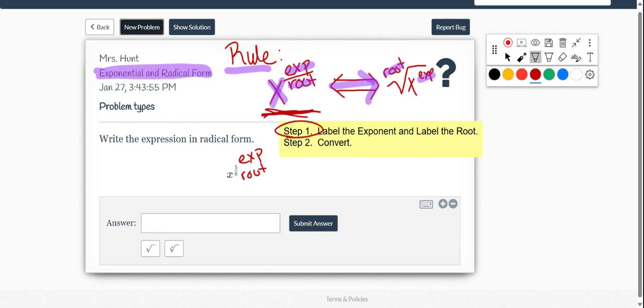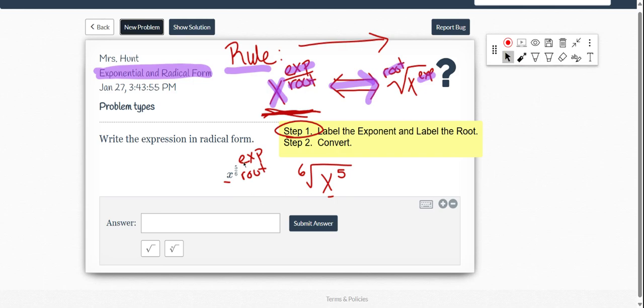Okay, we need to go from the left side to the right side. So let's do that. I need to make a radical symbol. I need to put x underneath because that's the base we're using. And then I just have to put the exponent and the root in the correct location. 5 is the exponent according to what I labeled, so 5 goes there, and 6 is the root. These two are equivalent to each other. X to the 5/6 is the same as saying the 6th root of x to the 5th.